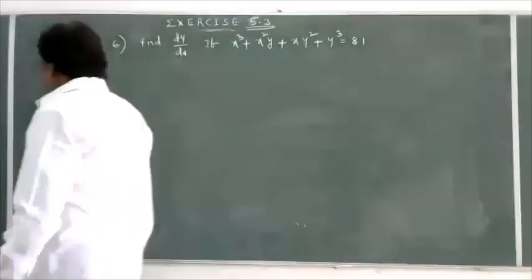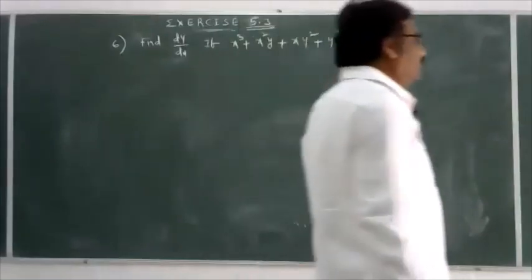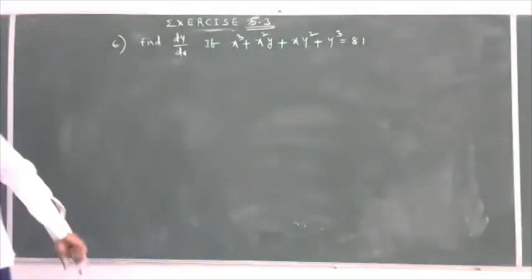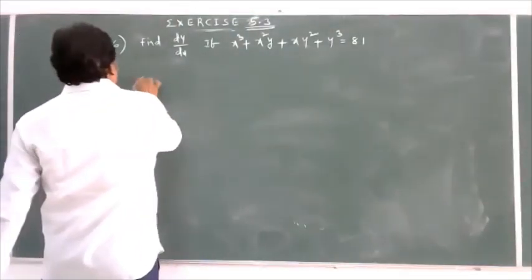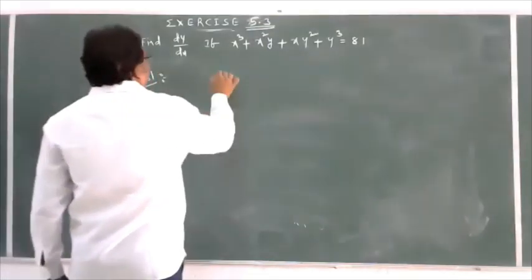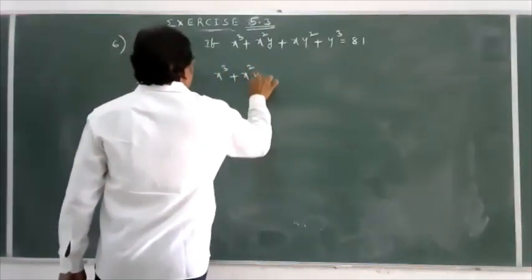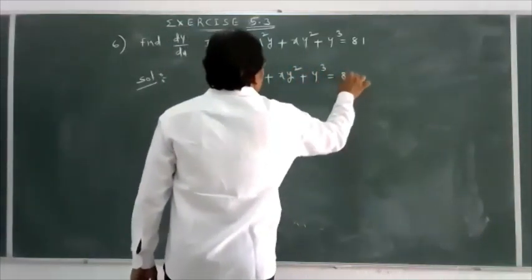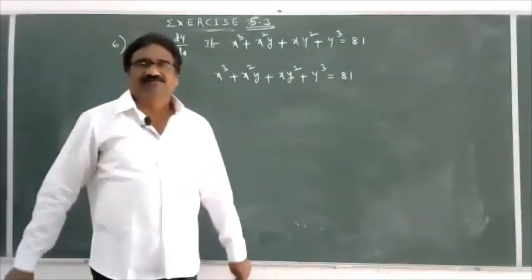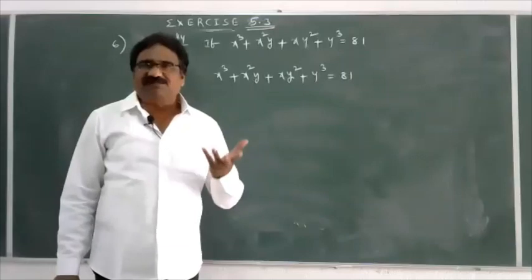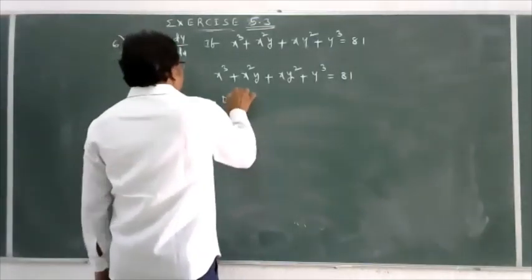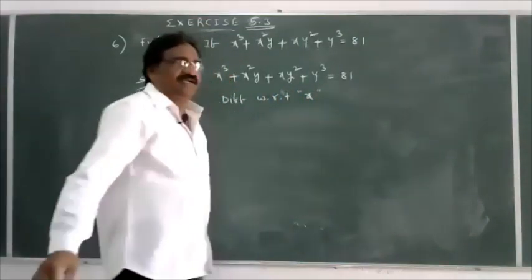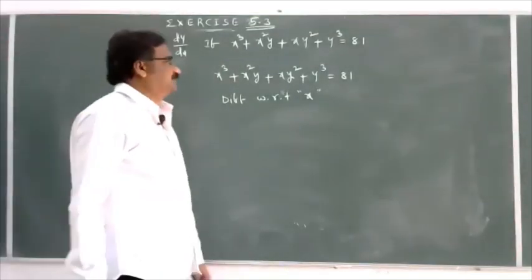Just do the problem carefully here. The problem is not difficult. We do carefully. So solution. Given x cube plus x square y plus xy square plus y cube is equals to 81. This is the given problem. So differentiate with respect to x.